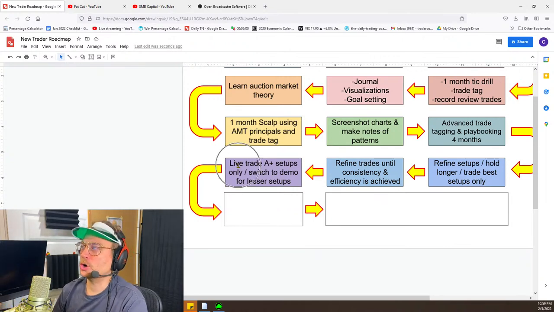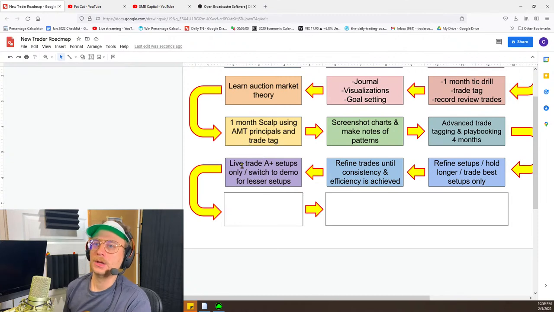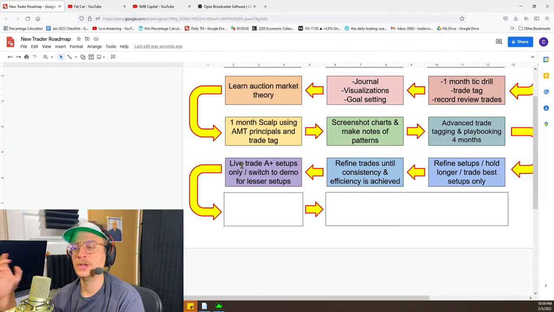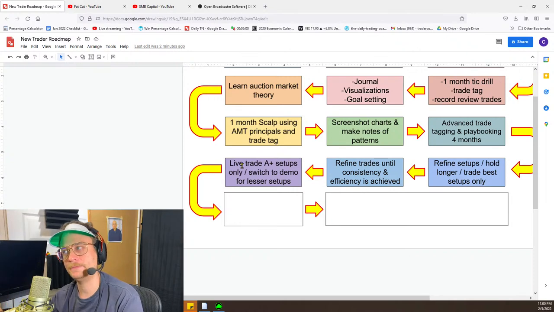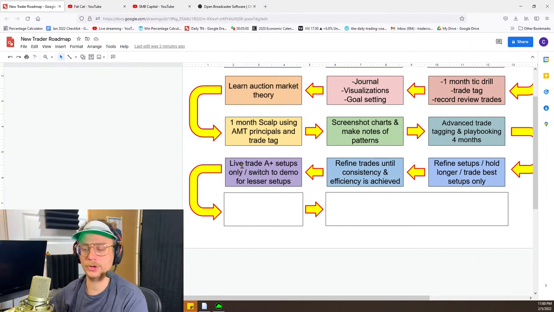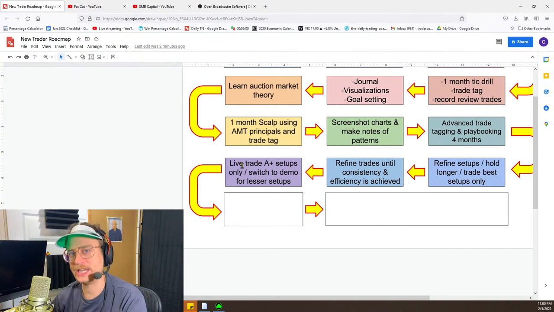Make sure you know what your A plus setups are. At this point, you should be confident in what your A plus setups are. You need to build consistency, efficiency, and you need to be confident with your A plus setups. So that way, if you do choose to trade your own live money, it's not going to be as scary for you because you understand the setup. You're confident in the setup.